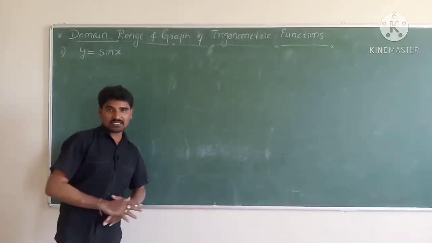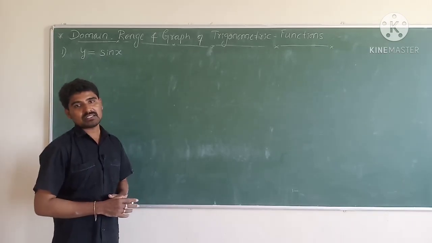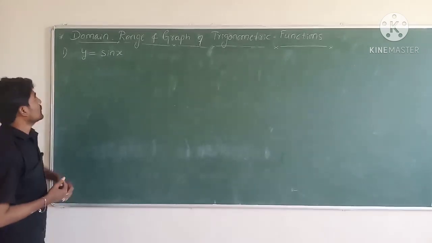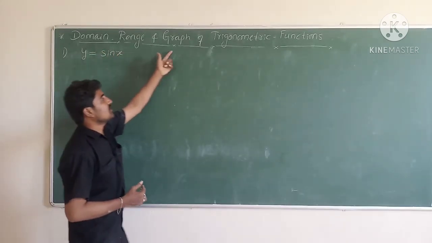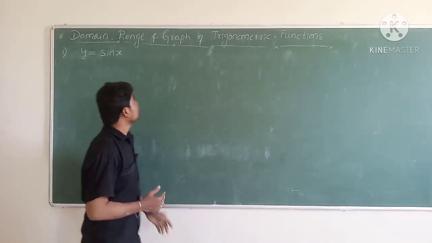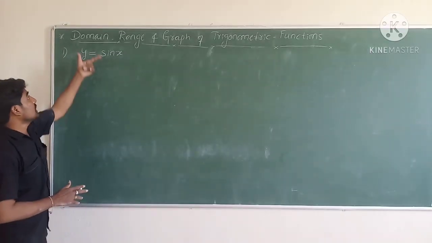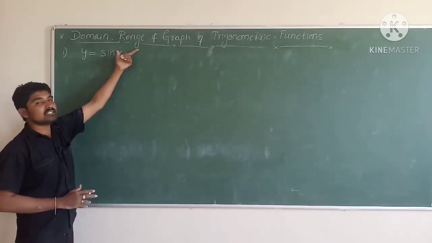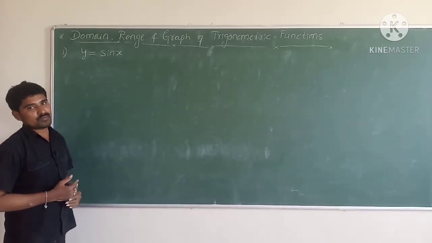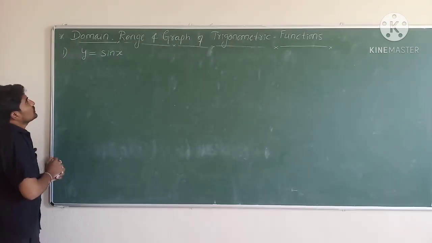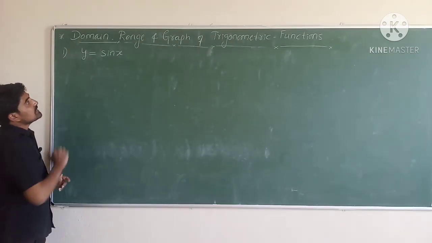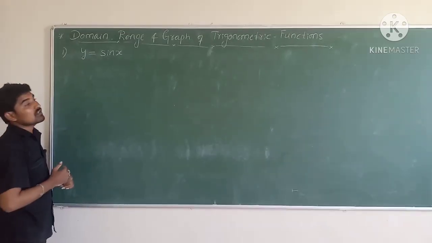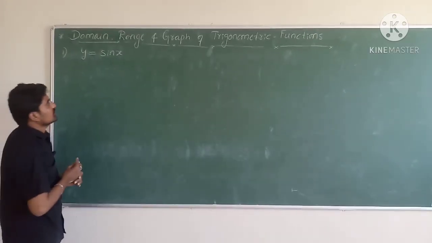Last class we discussed the conditions of negative angles and the value table for the trigonometric functions. Today I am going to discuss the domain, range and graph of the trigonometric functions. As you know, domain means the set of all input values and range means the set of all output values. To find the domain and range of the trigonometric function y = sin x, let's draw the graph of the sin x function.